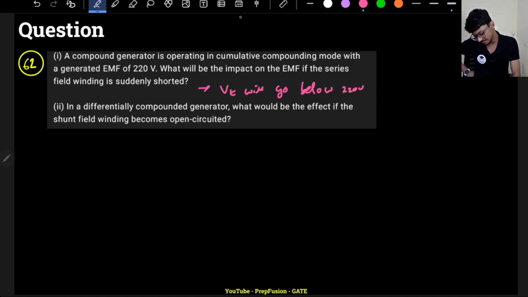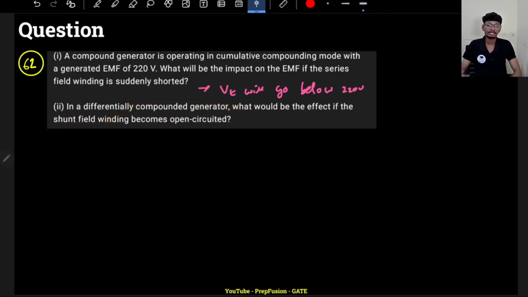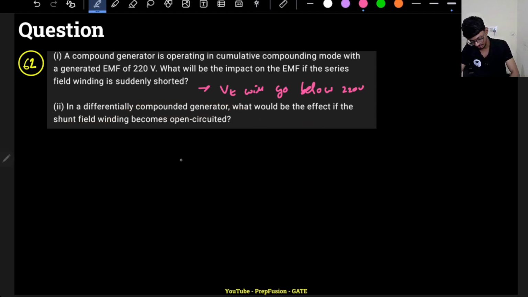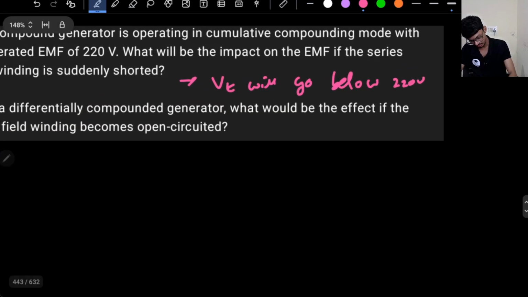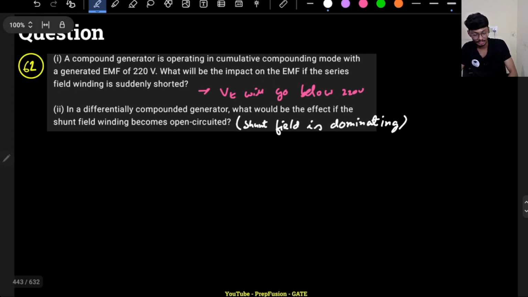Now what happens in a differentially compound generator? What would be the effect if the shunt field winding is open circuited? In case of differentially compound, generally we assume, they should have mentioned here, that shunt field is dominating. So if I assume shunt field to be dominating, what is the resultant flux for a differentially compound generator? It is phi sh minus phi ac.